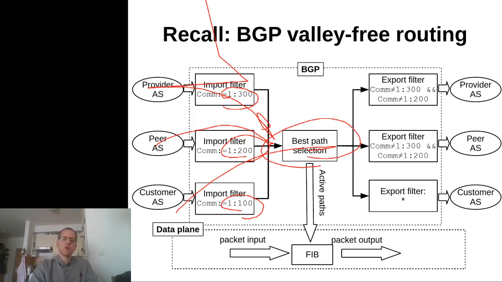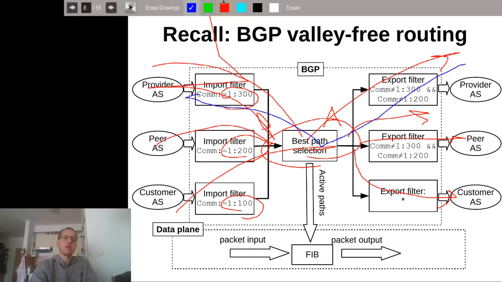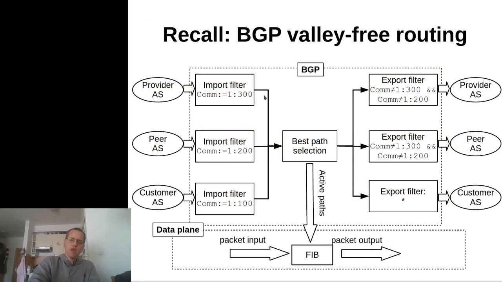Best path selection process goes on, and then we get just one active path. So recall that the best path selection process chooses one active path. We have the option to re-announce this active path to providers, peers, and customers. And the way we do that is that we re-announce everything to customers. We re-announce only customer routes to peers and providers, but drop everything that we receive from peers or providers, because, for instance, these types of paths or announcements which will lead to these types of paths will be a violation of the valley free routing rules.